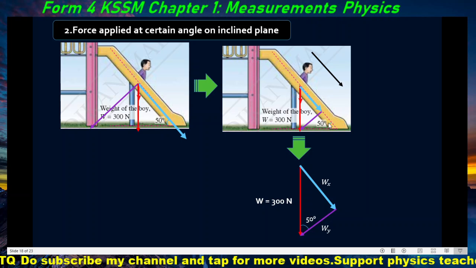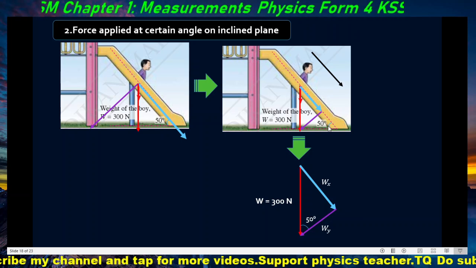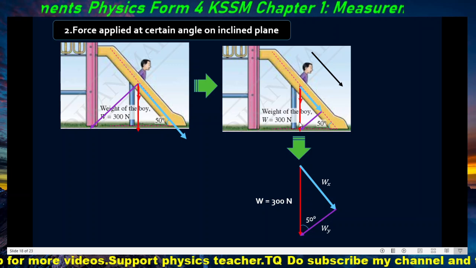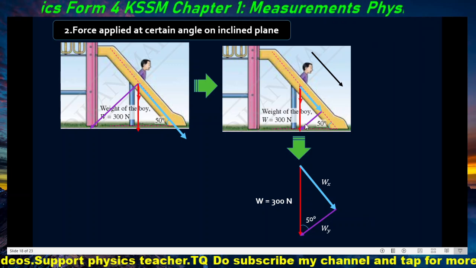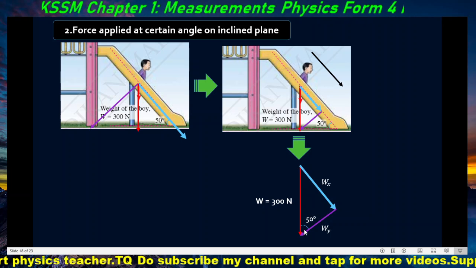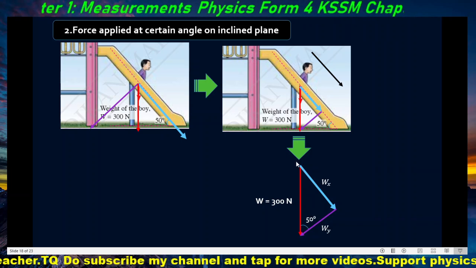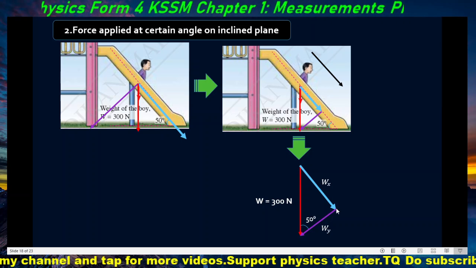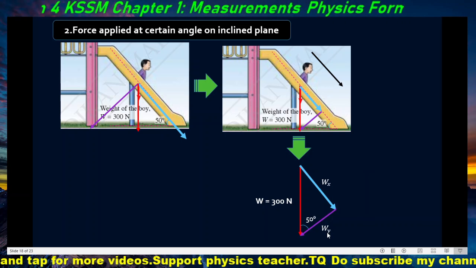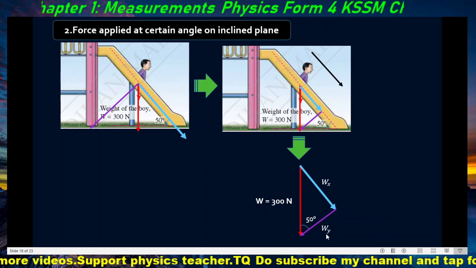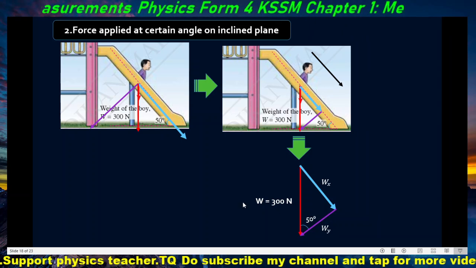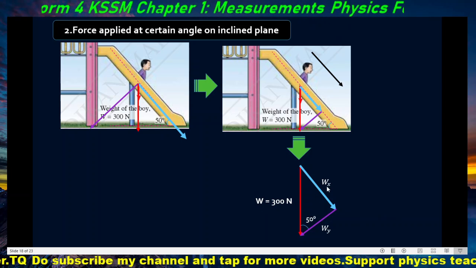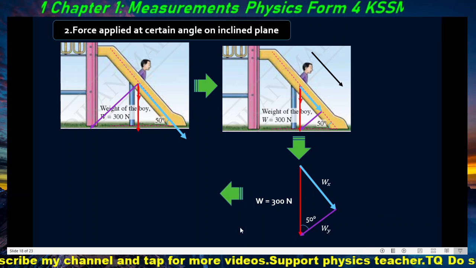The angle here is 50. By using mathematics, I hope you know, this angle also is 50. Thus, we get the angle here as 50. So we can label the component parallel to the plane Wx, and the component perpendicular to the plane Wy. We use W because it comes from weight. Now we try to find Wx and Wy.